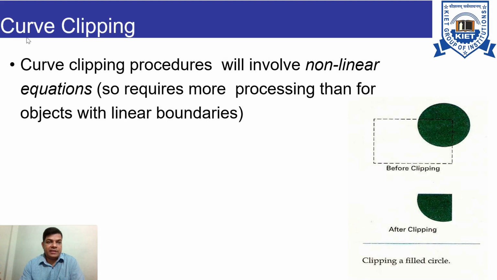Then we are having the next clipping, that is known as curve clipping. Curve clipping procedures will involve non-linear equations, so it requires more processing than for objects with linear boundaries. So you can see that here we are having an object and it is a kind of circle, and we are applying the clipping, and whatever portion is inside the window, that portion will be kept for display, and the remaining portion we are discarding. So the objects which are circular require more calculations.